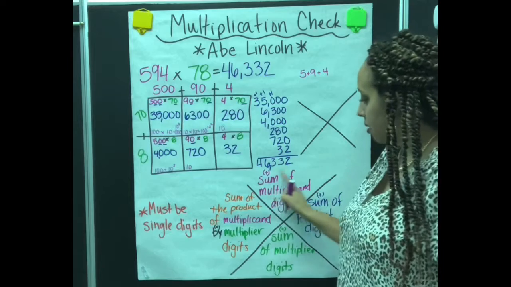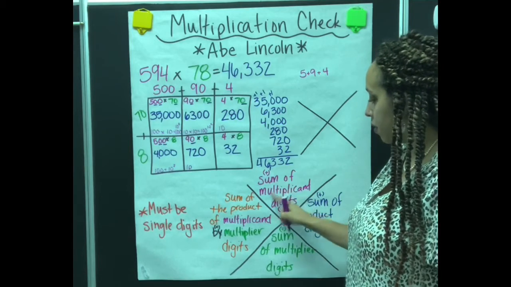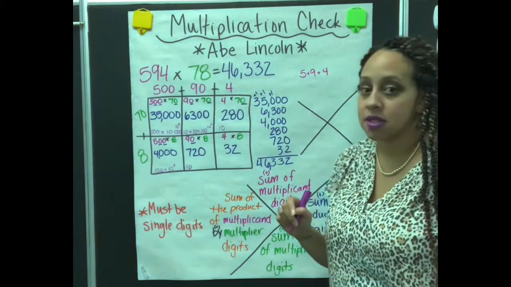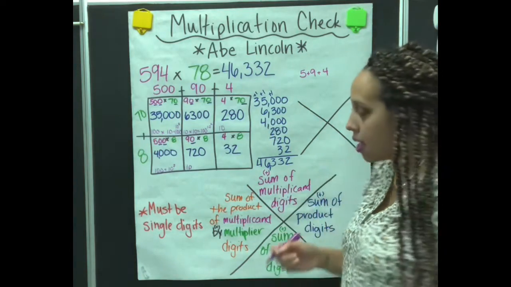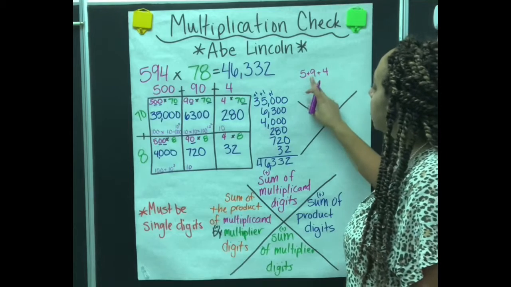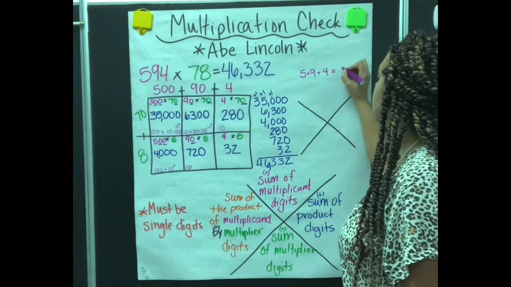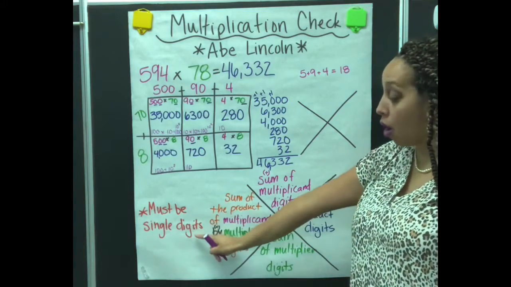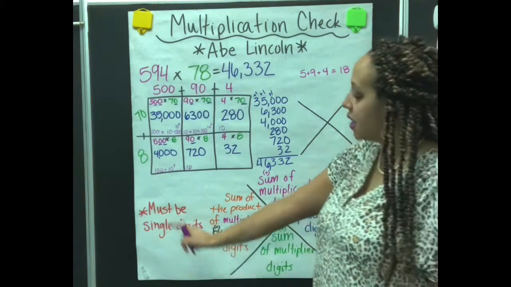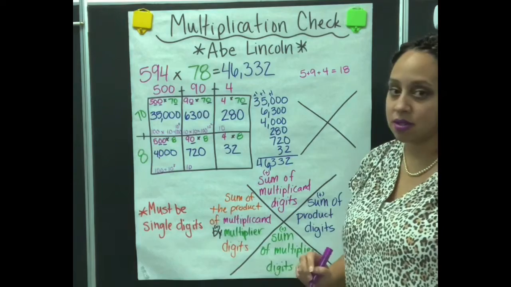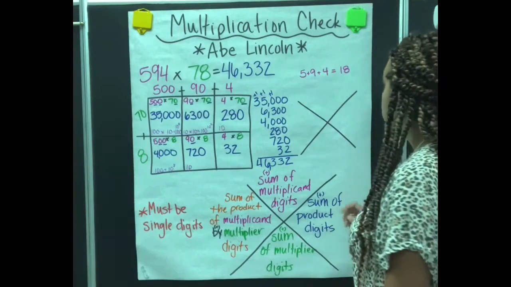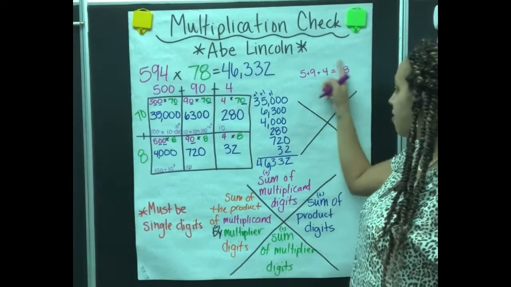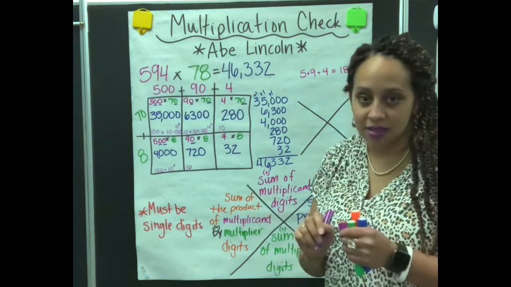Okay, so we're going to take them and do the sum of the multiplicand digits. Well, I'm going to add 5 plus 4, which is 9. And then I'm going to add 9 plus 9, which is 18. Well, I can't have 18 because my only rule is that it must be single digits. Okay? So what I then have to do is take the digits of my answer and add them together.